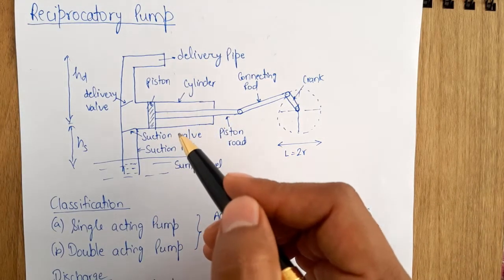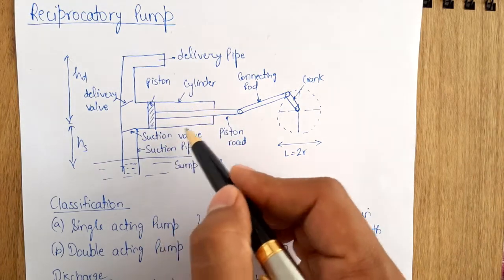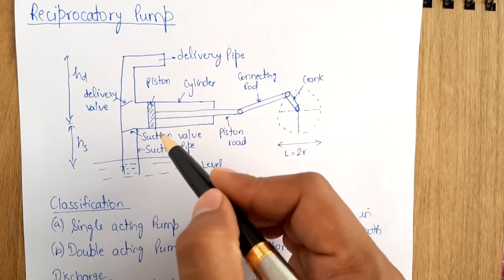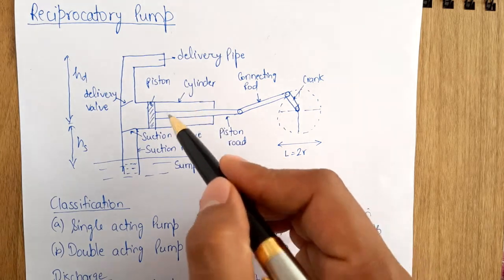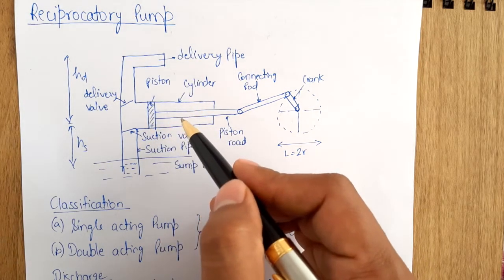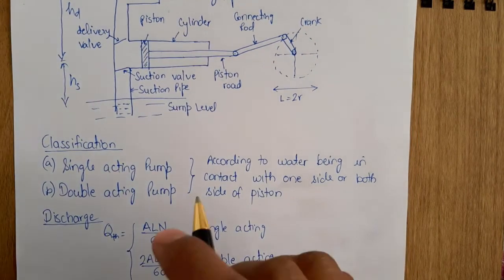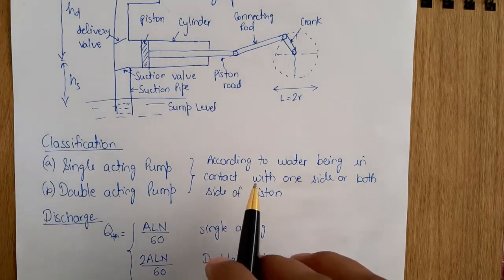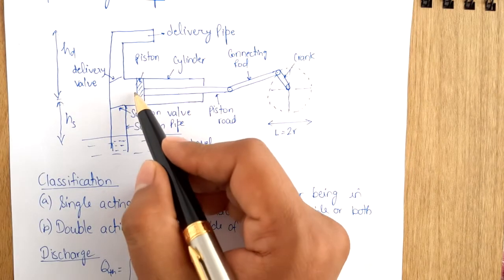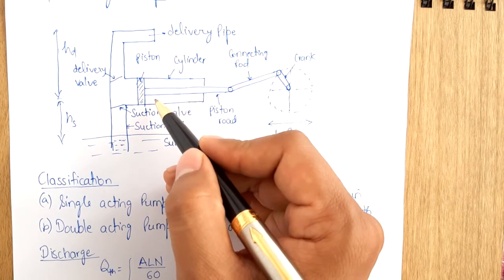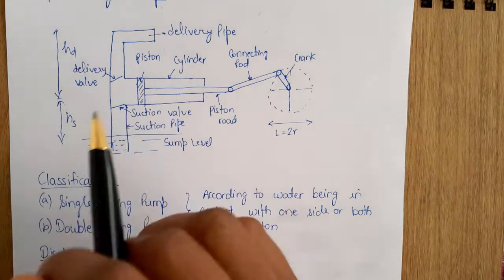In the case of the double acting pump, since this portion will have no water in case of the delivery, if this is filled by the water, then that will be the case of the double acting pump. Now these are defined according to the water being in contact with one side or both sides of the piston. So we can see here that this is one side of the piston, this is the second side of the piston. If water is on both sides, then it will be the case of the double acting pump.